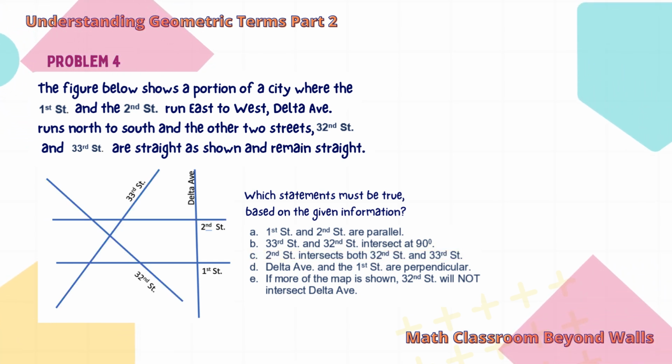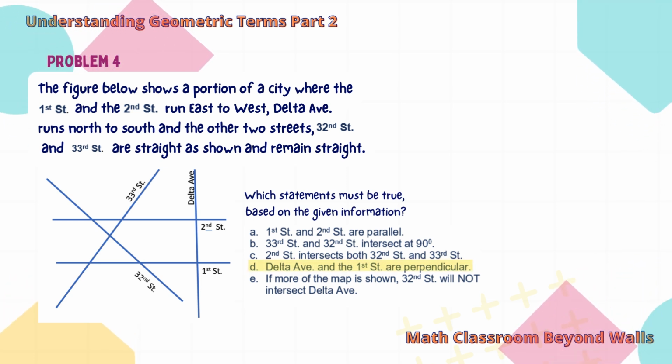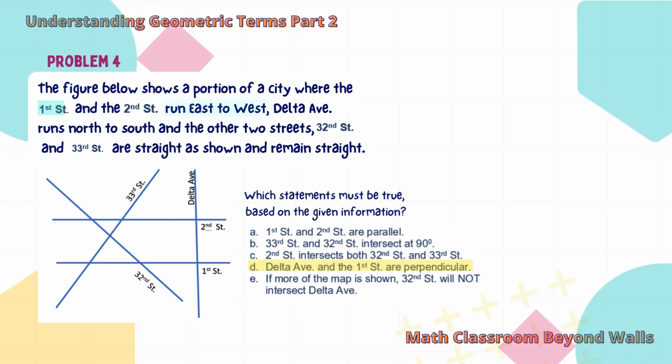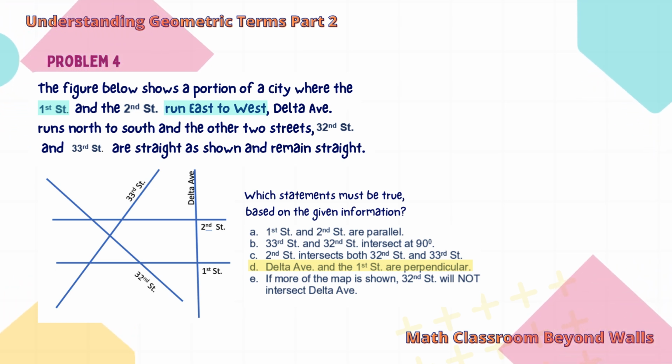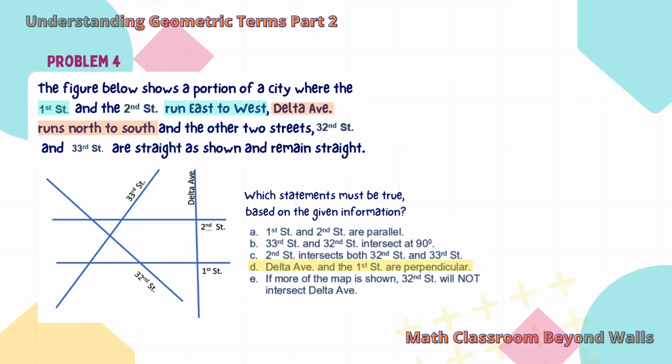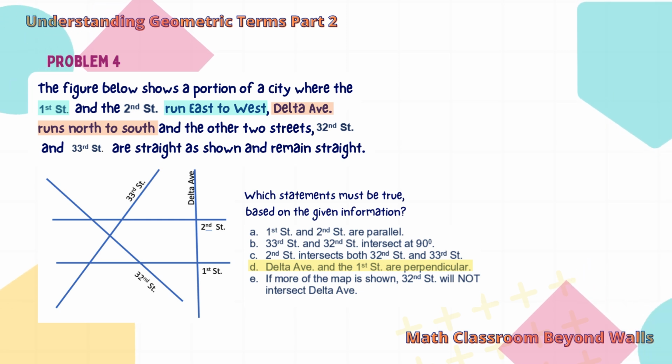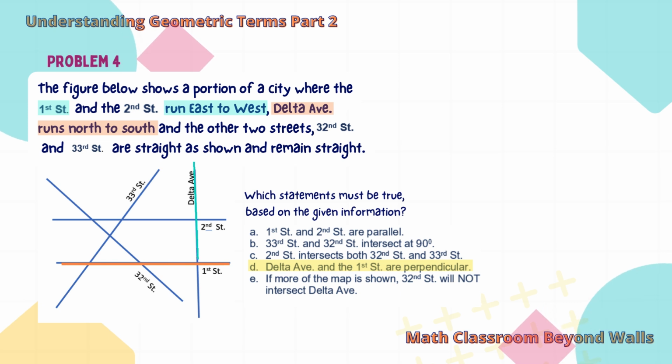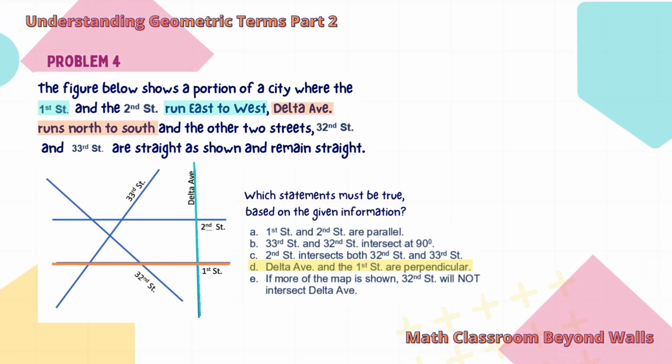Let us analyze option D. Delta Avenue and the 1st Street are perpendicular. The problem states that the 1st Street runs east to west and Delta Avenue runs north to south. Remember the cardinal directions we discussed earlier? Let us look at this in the figure. Okay, so they are perpendicular. Yes, the statement is true.